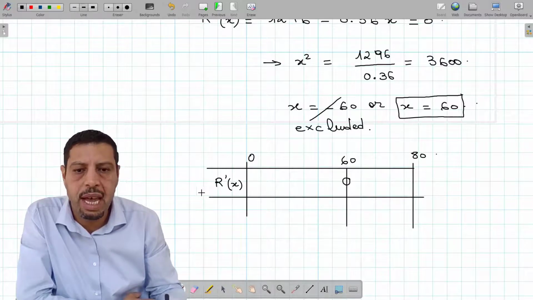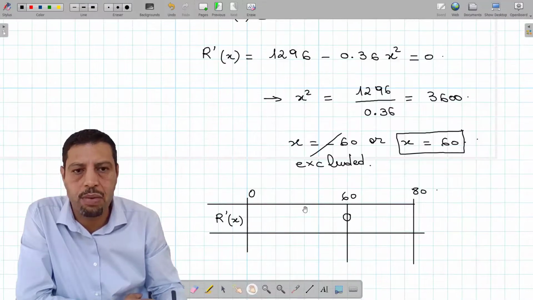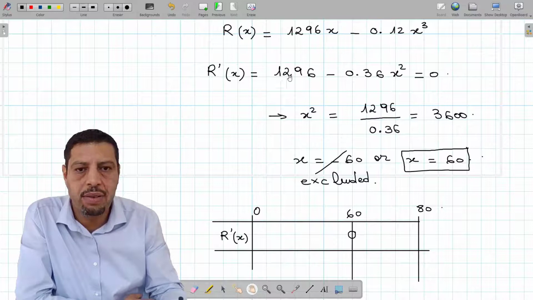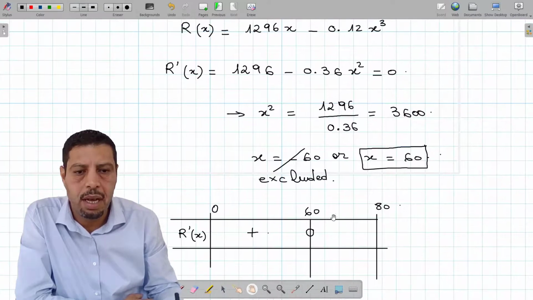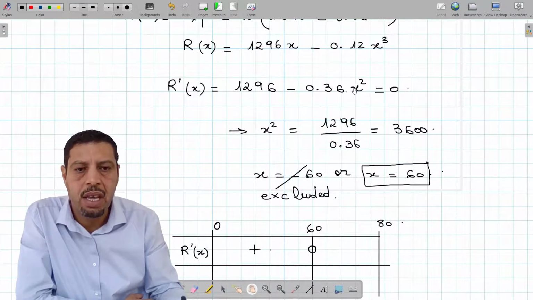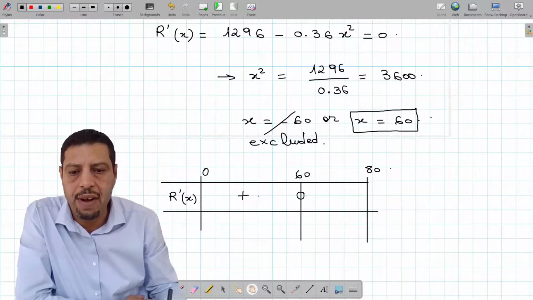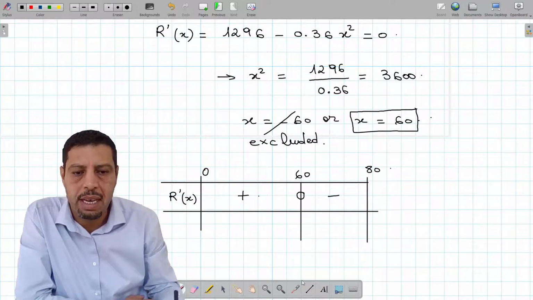Now we check the sign of R prime of X over the interval 0, 60. For example, we can take a test point, for example 1, X equals 1. We check here 1,296 minus 0.36 times 1 squared, which is obviously positive. We take a test point on 60, 80, for example, 70. You substitute your X by 70 in the expression of R prime, and you check that it's a negative value. So R prime of X will be negative here.